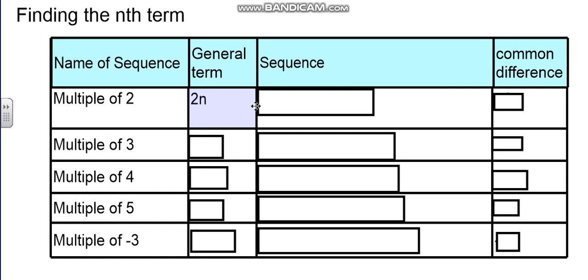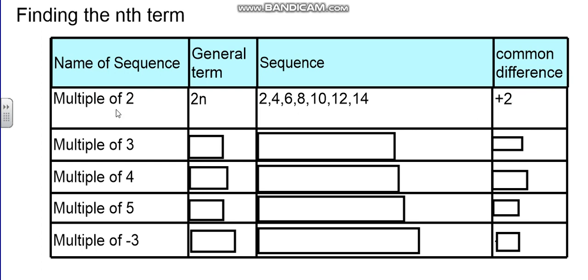So the sequence would look like this, and it is just the 2 times table: 2, 4, 6, 8, 10, 12, 14. Now the common difference, what are these going up in? Well, they're going up in 2s. The 2 times table goes up in 2, so it's plus 2. So all the times tables are arithmetic sequences. I've done the first one for you.